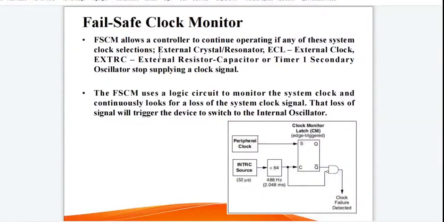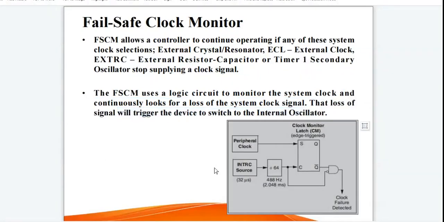Fail-safe clock monitor. It allows a controller to continue operating if any of these system clock selections, external crystal resonator, ECL, EXTRC, or timer 1 secondary oscillator, stop supplying a clock signal. The FSCM uses a logic circuit to monitor the system clock and continuously looks for a loss of the system clock signal. That loss of the signal will trigger the device to switch to the internal oscillator.